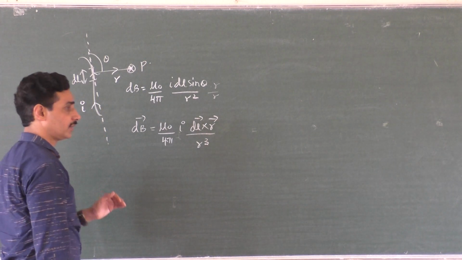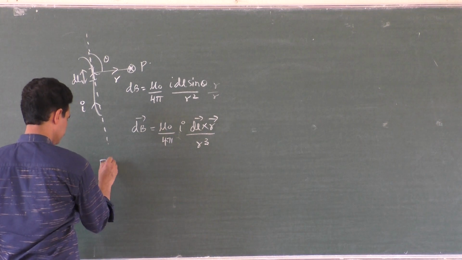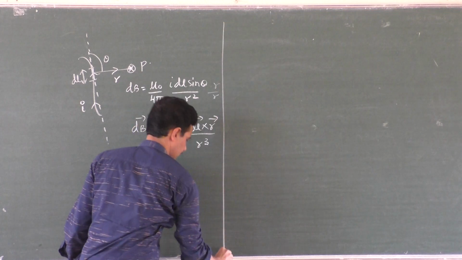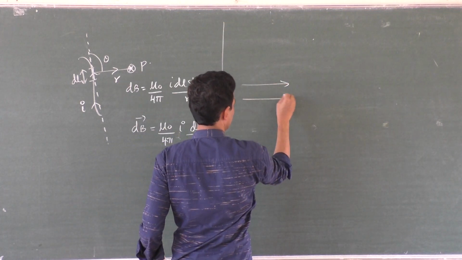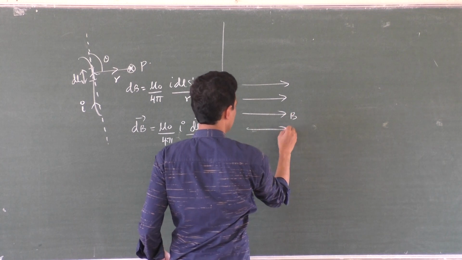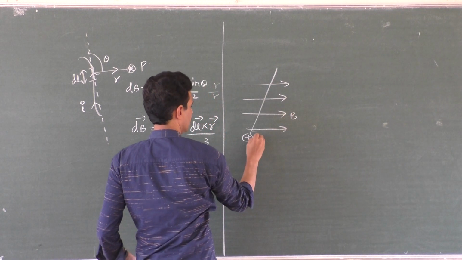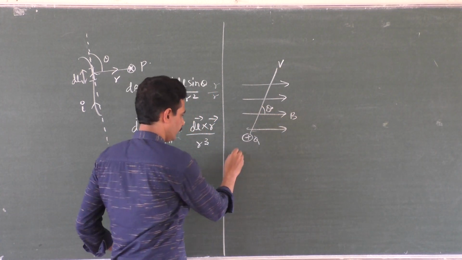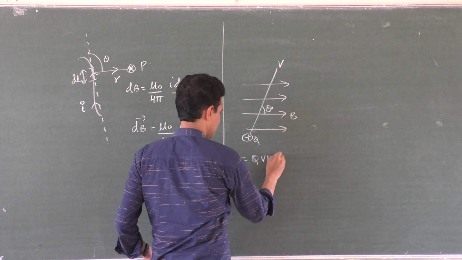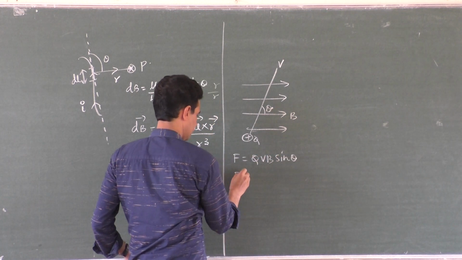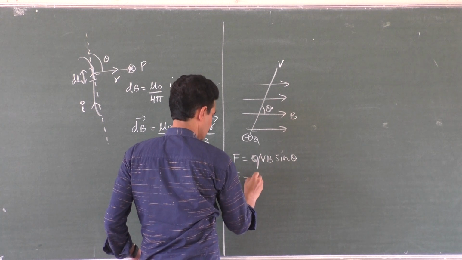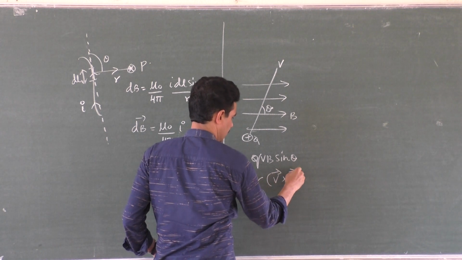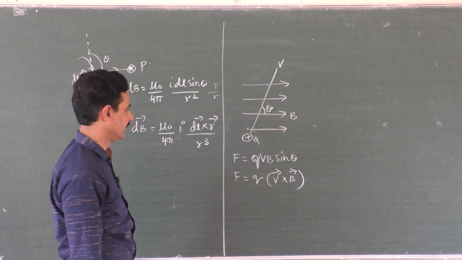And we know the force acting on a charged particle moving in a magnetic field. Suppose there is a magnetic field of strength B, and a charged particle is moving with velocity v, making an angle theta with the direction of the magnetic field. Then the force acting on it is qvB sin theta. This can be written as, of course with small letter q, q is a scalar quantity, q into v cross B, vB sin theta.